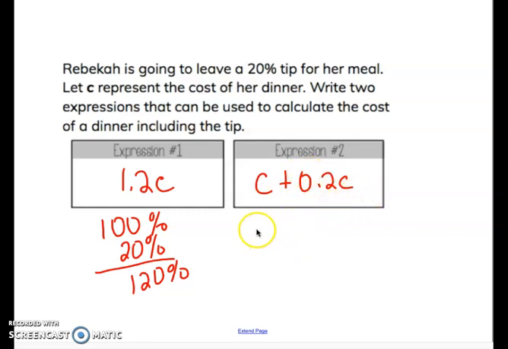You could also write this using the distributive property. If you know 1 is the meal and then you know 2/10, you could say the quantity of 1 plus 2/10 times the cost of the meal would equal the cost including tip.